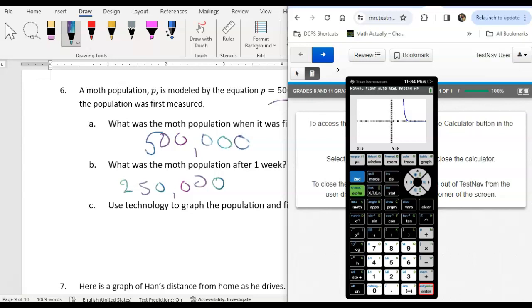And if we want to see where it falls below 10,000, remember a good place to look is the table. So second button and the table. And notice now we can scroll down and look to when is it going to be less than 10,000. And in this case, we're looking at between 5 and 6 weeks. At 5 weeks, we're still at 15,000, but at 6 weeks, we're at 7,000.